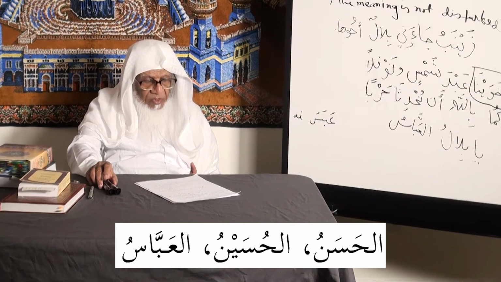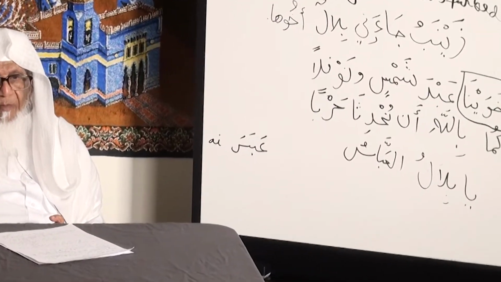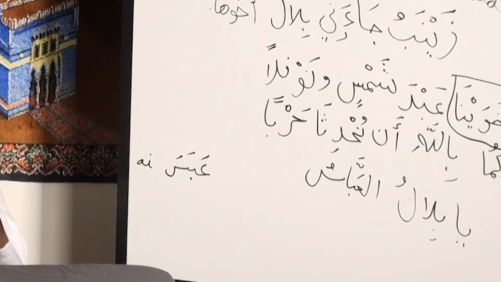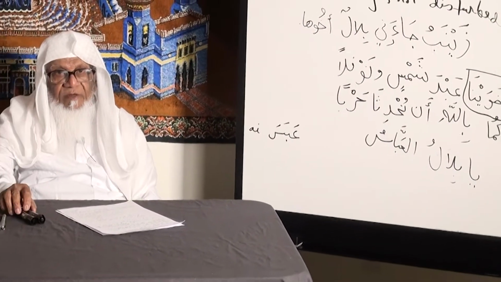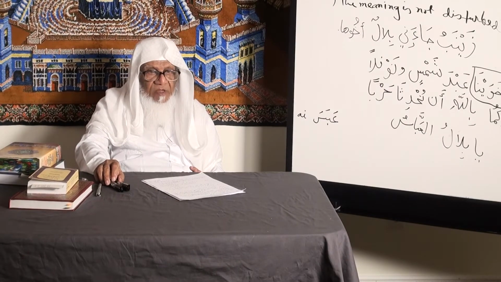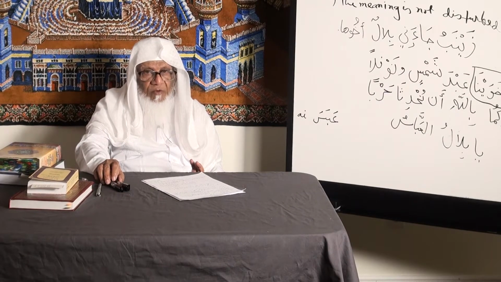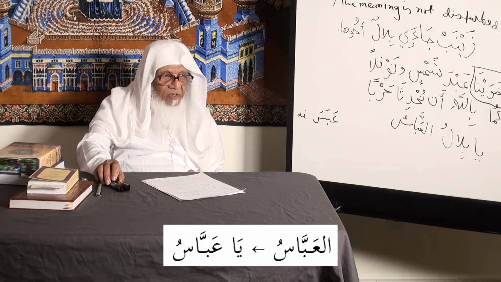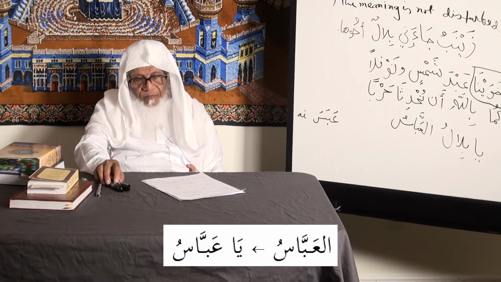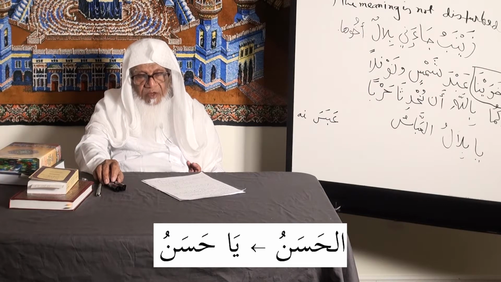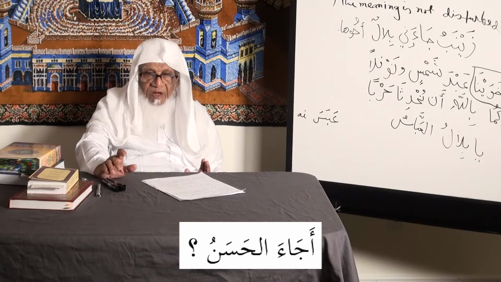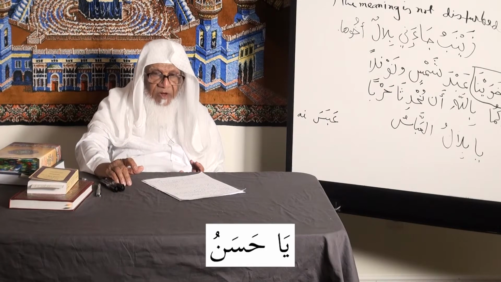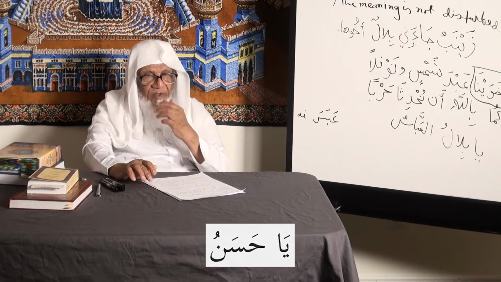And we have also learned that when a proper name with Alif Lam becomes Munada, the Al has to be omitted. As Zubair, you say Ya Zubairu. We don't say Yal Zubairu. Al-Abbas, you say Ya Abbasu. Hasan, Al-Hasanu, but Ya Hasanu, without Alif Lam.